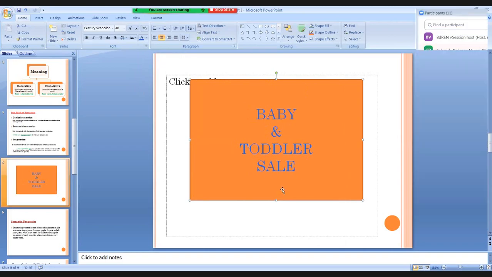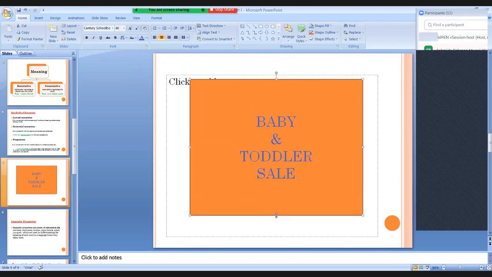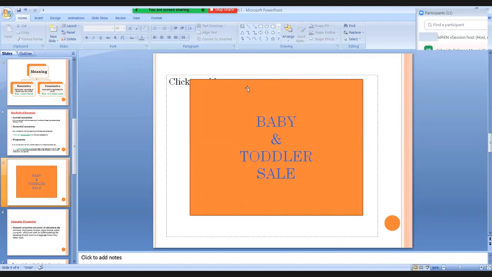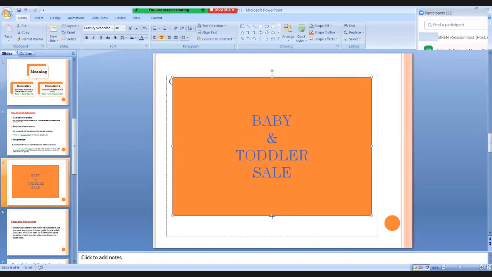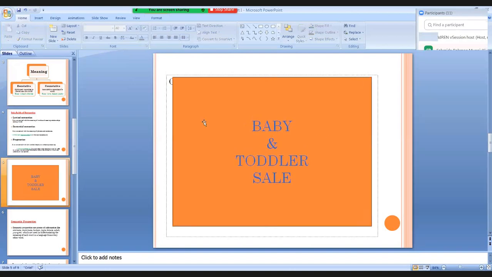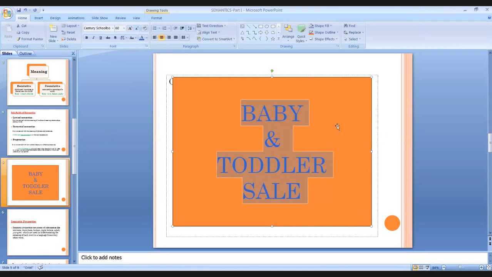Suppose you have seen a notice like this: baby and toddler sale. What does it mean, baby and toddler sale? Does it mean that babies are sold here?